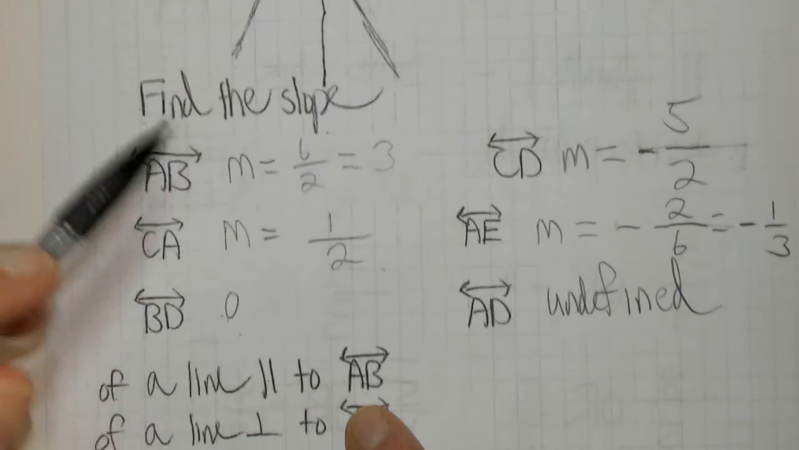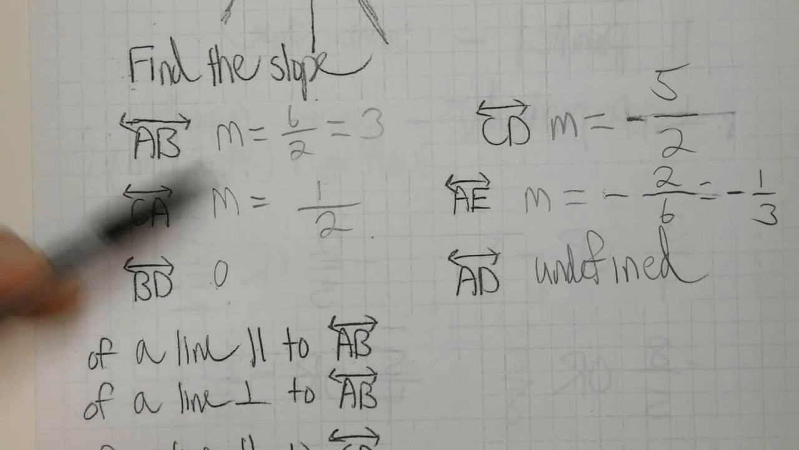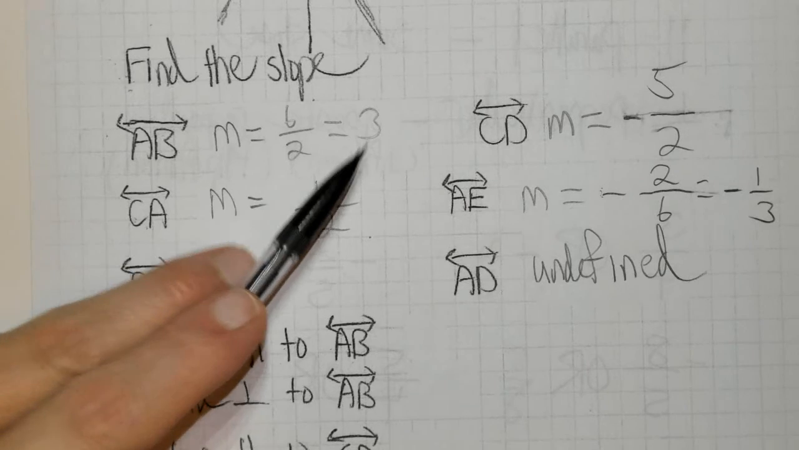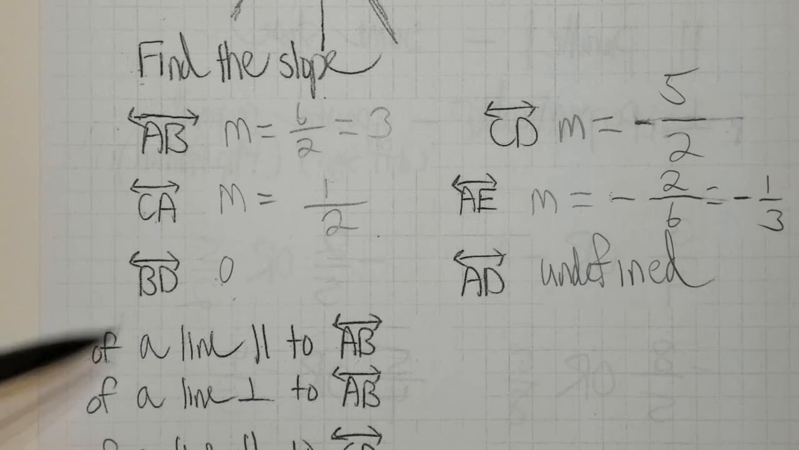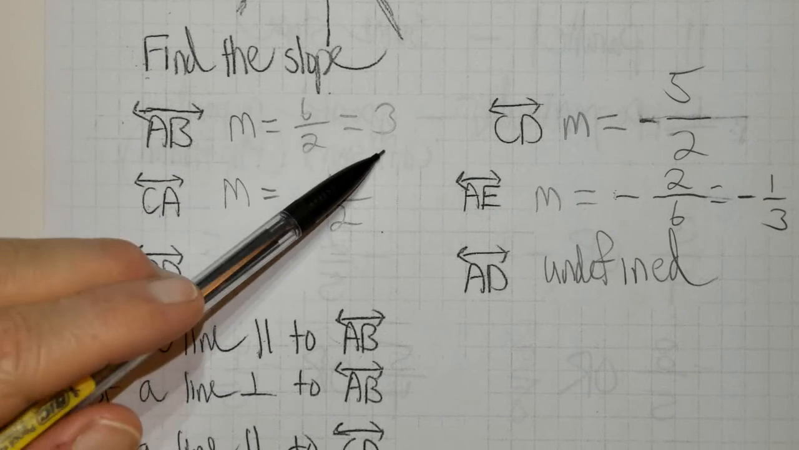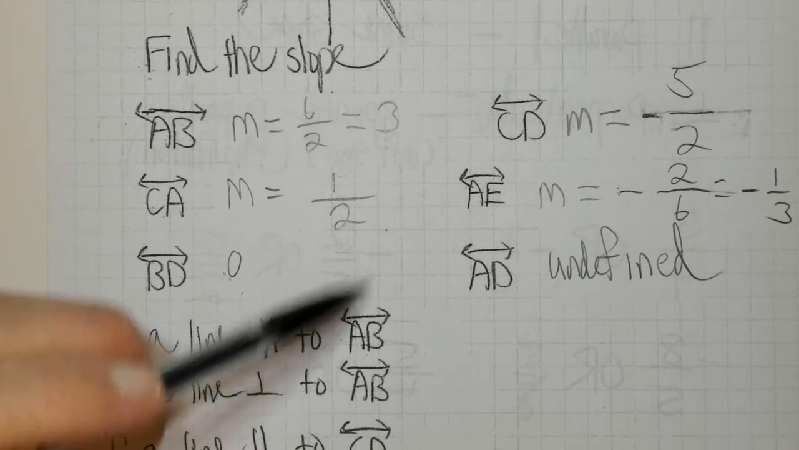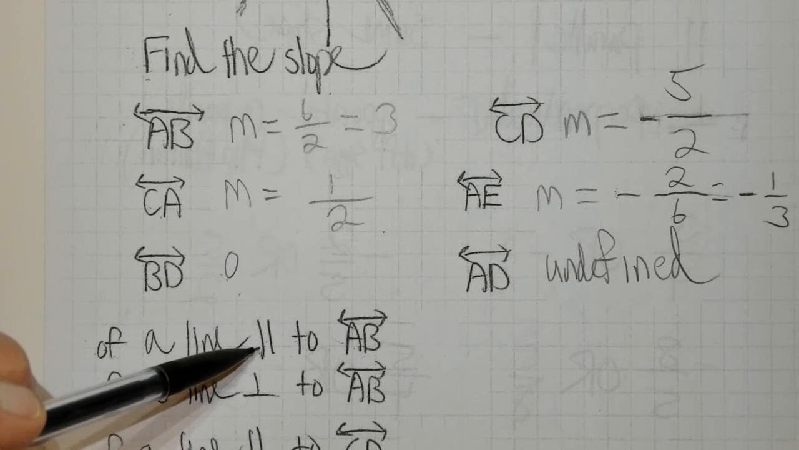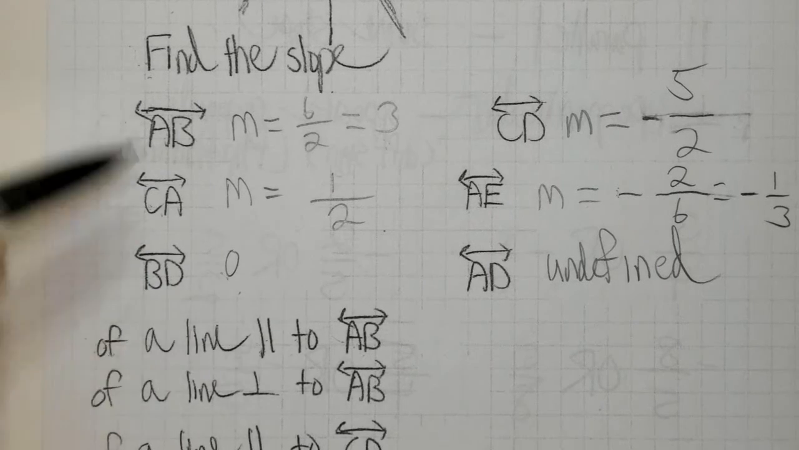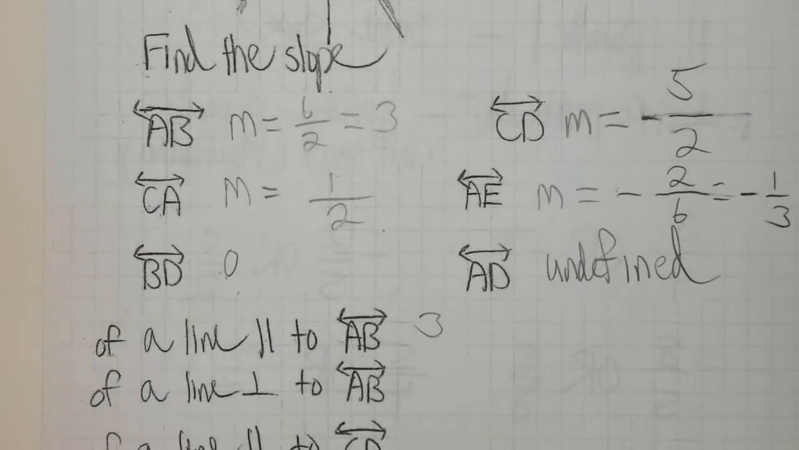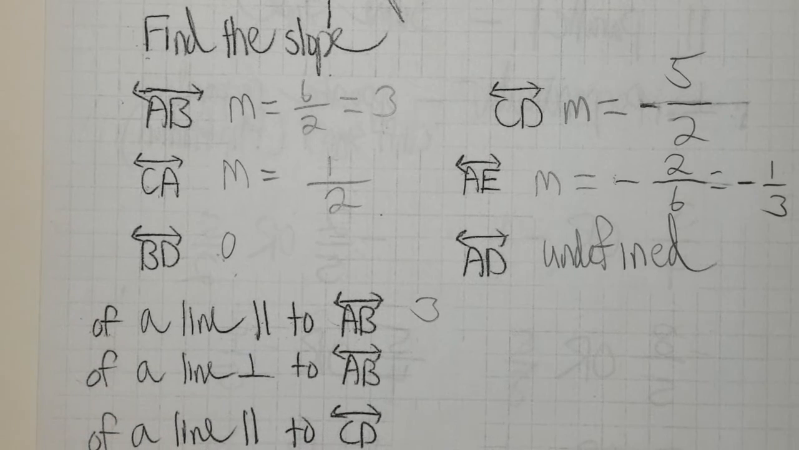So what that means is, and remember, I already figured out the slope of AB up here in the previous problem. So the slope of AB, if I've done it correctly, is 3. And if I did this wrong, then that's automatically going to make this next question wrong. So the question is, what's the slope of a line parallel to AB, which is 3? Well, again, parallel lines have the same slope. So if the slope of AB is 3, then the slope of any line parallel to it will also be 3. Why? Because parallel lines have the same slope.